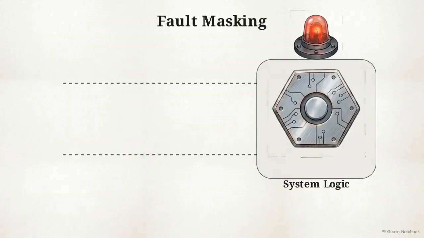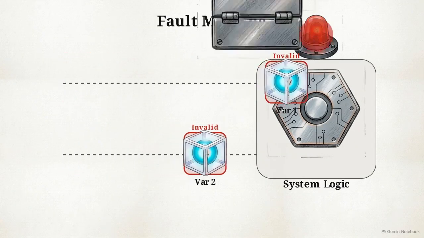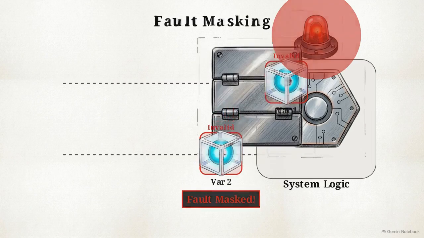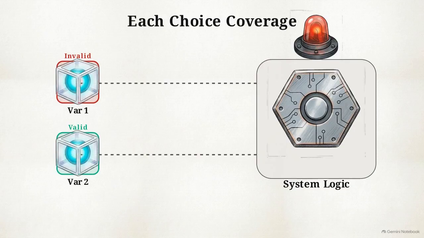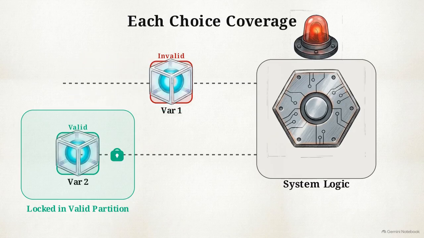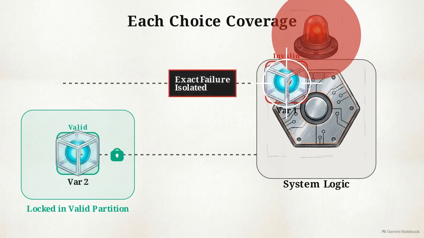When testing the invalid block, we have to avoid fault masking. If you submit multiple invalid variables in a single test case, the system's error handler might trigger on the first one, hiding the failure of the second. The solution is each choice coverage. This rule dictates that you only ever test one invalid variable at a time, holding all other variables firmly in their valid zones to isolate the exact point of failure.